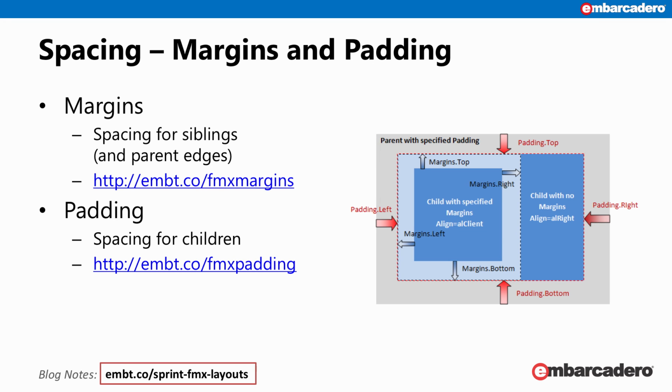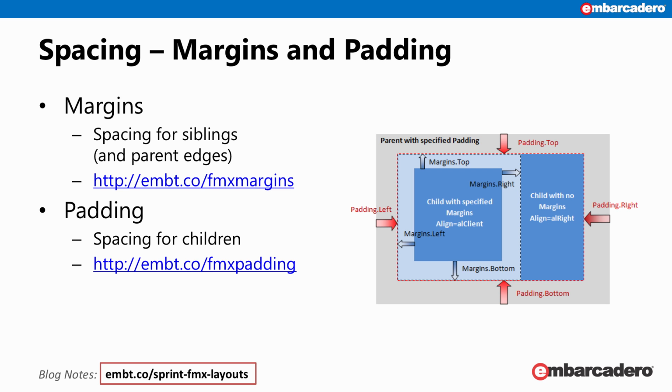So margins and spacings are a great way to add that little bit of space in there that makes your controls, the layout, more aesthetically pleasing, if you will. Margins is the space for the siblings. So if you put margins on a control, that's how much space that control must have between its siblings or between the edge of the control and its parent's edge.